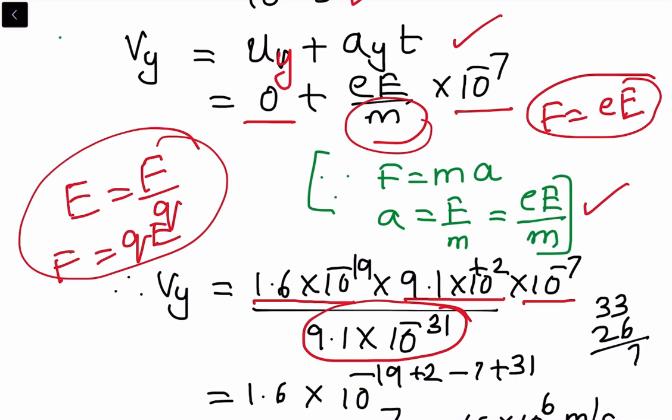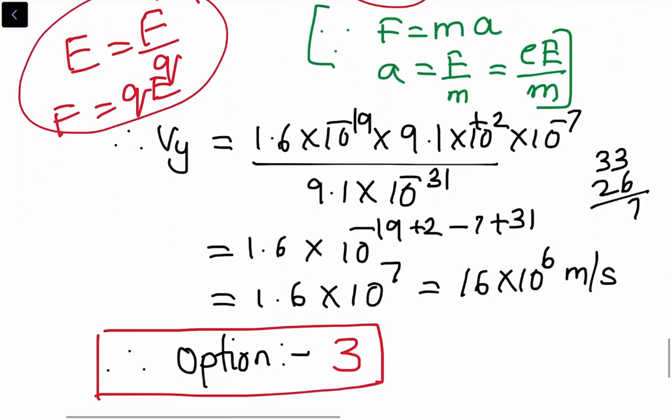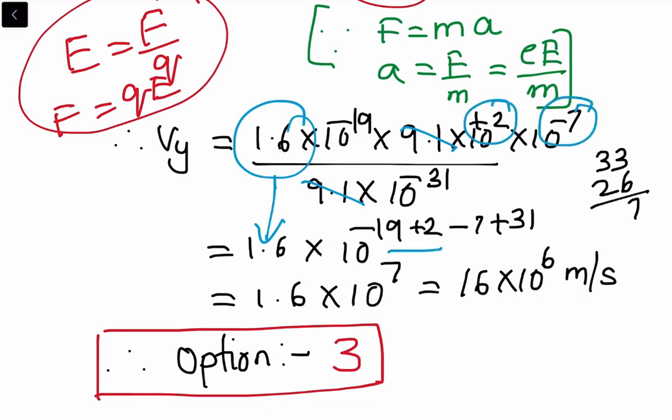And substituted all the values. So once we have substituted all these values and simplify, it's very easy. The calculation part is too easy because 9.1 and 9.1 will get cancelled, and all you have to do is the powers of 10. So 1.6 as it is, we can take 10 to the power of minus 19 plus 2 minus 7, and when this 31 comes up it becomes plus 31, and totally plus 31 plus 2 becomes plus 33, and negative powers minus 19 minus 7, which is 26. So totally it becomes 10 to the power of 7.